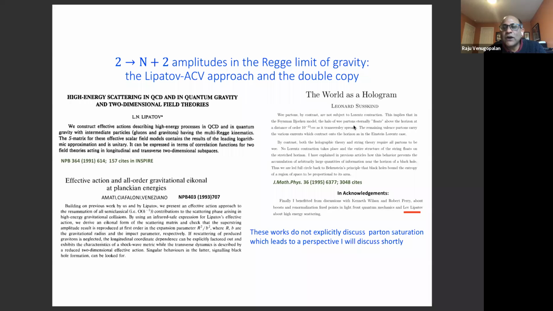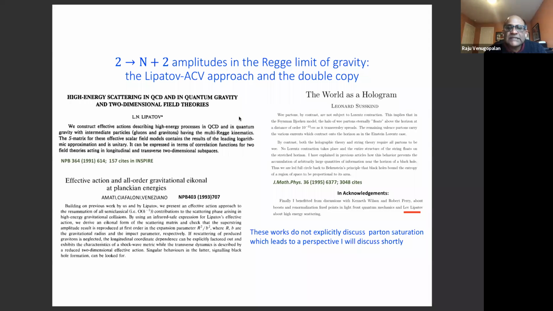And I think what is interesting is that none of these papers discuss parton saturation. If you read through Susskind's paper and his discussion of light front coordinates and small x and so on, it's all about that, but there's no discussion at all of this high occupancy that can be formed. And I think that qualitatively changes the picture of how one thinks about this problem, and that's what I will come to shortly.